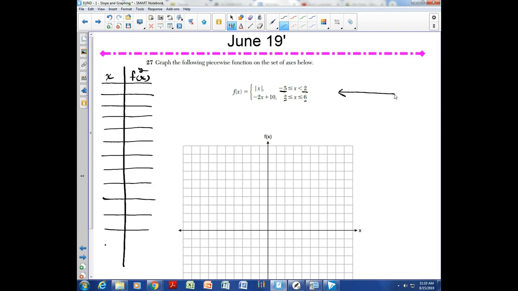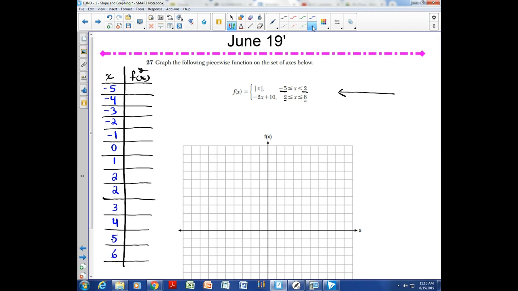4, 5, and 6. And I'm going to fill in all of those numbers right away, because that's really the entire extent of what we're going to be graphing. So x: -5, -4, -3, -2, -1, 0, 1, 2 twice, 3, 4, 5, 6.